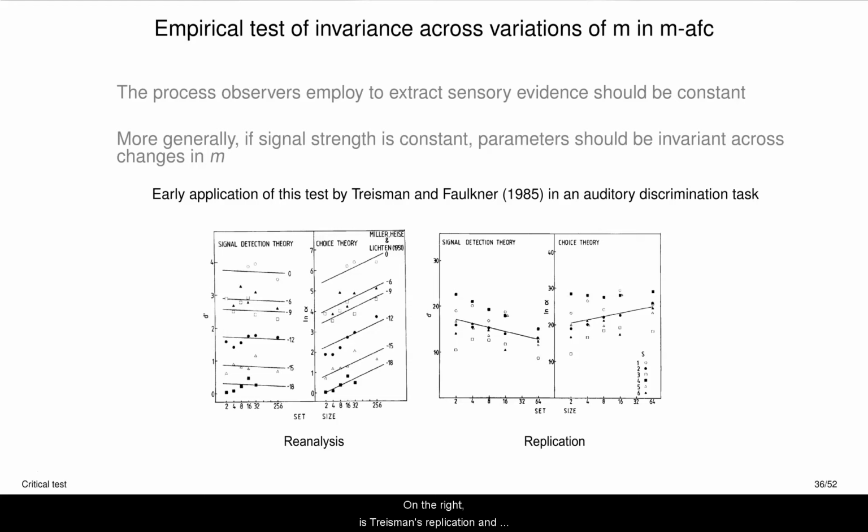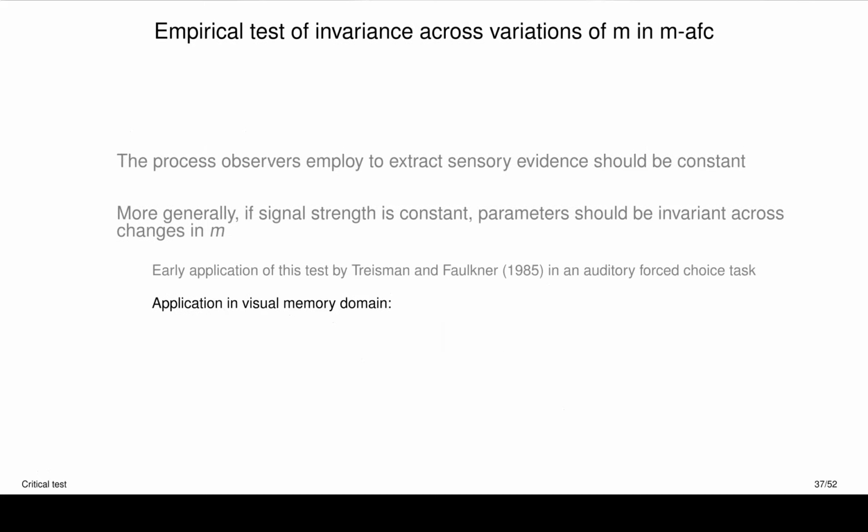On the right is Treisman's replication, and as you can see, the results are somewhat ambiguous since the slopes change for both models. We can't speculate too much on why that is, but an important methodological limitation is that people had to maintain all alternatives in working memory instead of being shown these alternatives at test. So it's possible that increasing the number of alternatives increased memory load and hurt performance.